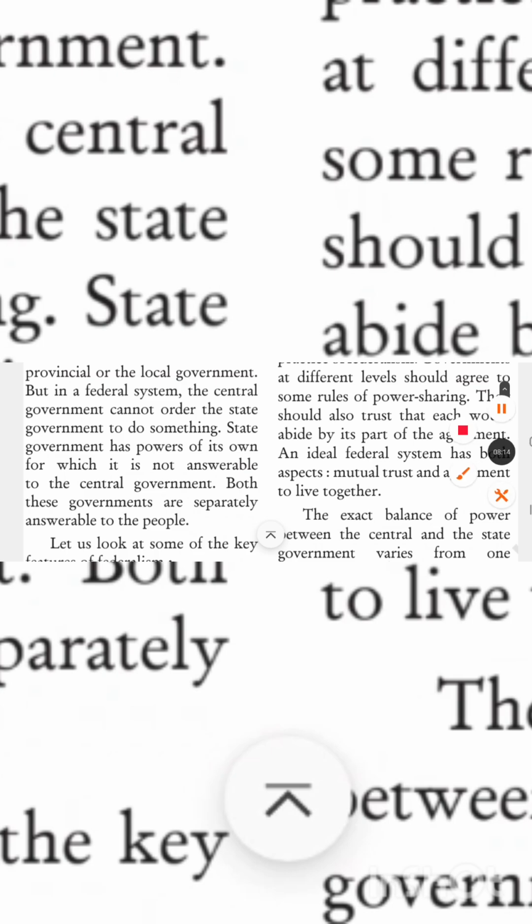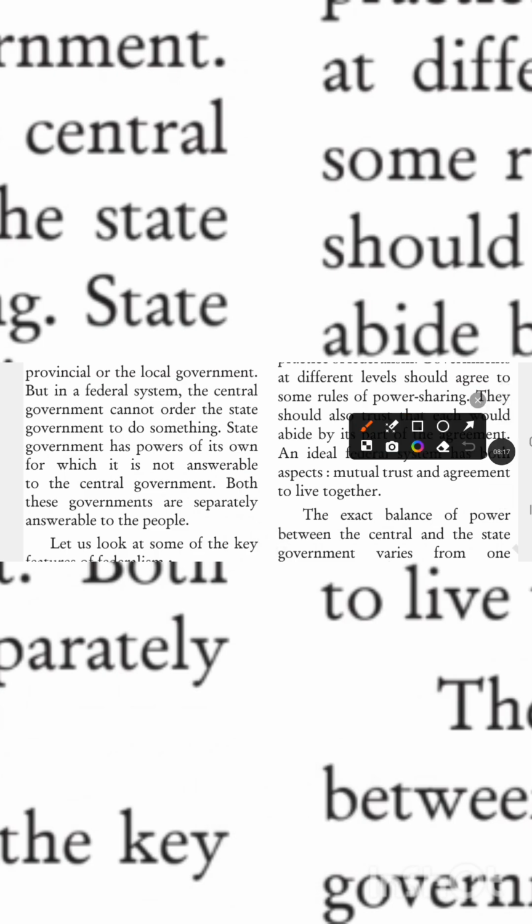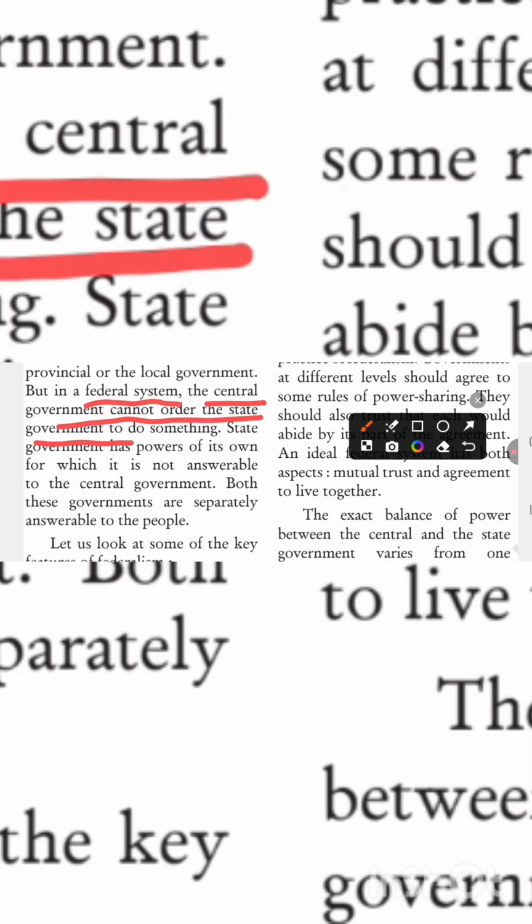Now let's understand what is written here about federalism. In a federal system, you can see the central government cannot order the state government to do something. Why? Because the state government and central government both have equal powers. Both are equally powerful because both are equally important to govern the country. If any unit is subordinate, that means the unit has not been given that much power. Clear? State government has power of its own for which it is not answerable to the central government.